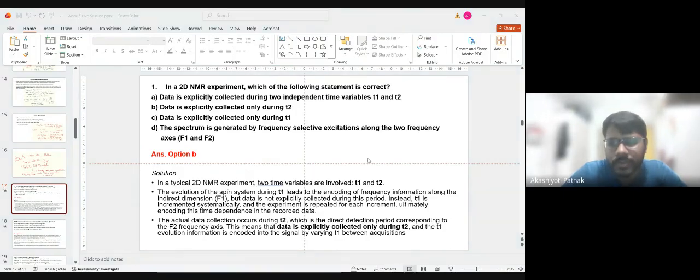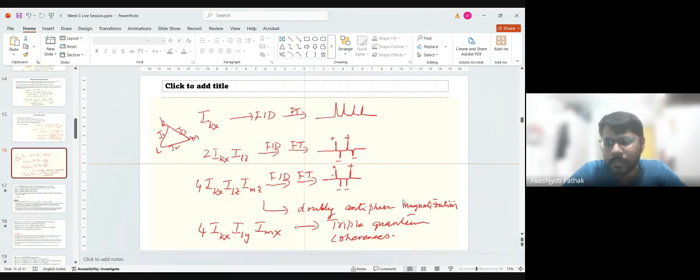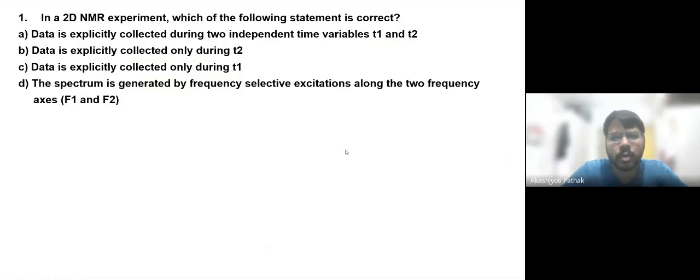So let's try to solve this question, which is related to 2D NMR. In a 2D NMR experiment, which of the following statements is correct? First option: data is explicitly collected during two independent time variables T1 and T2. Data is explicitly collected only during T2. Data is explicitly collected only during T1. The spectrum is generated by frequency selective excitations along the two frequency axes F1 and F2.